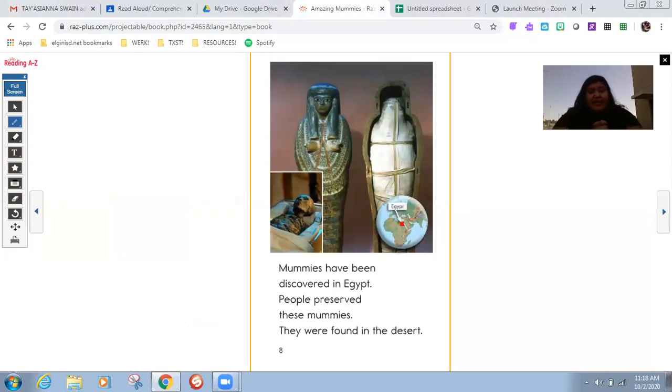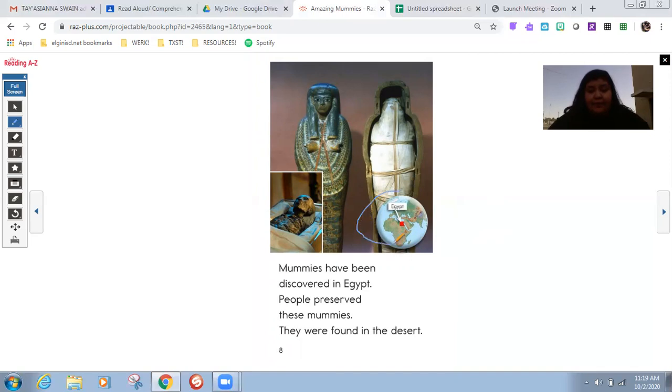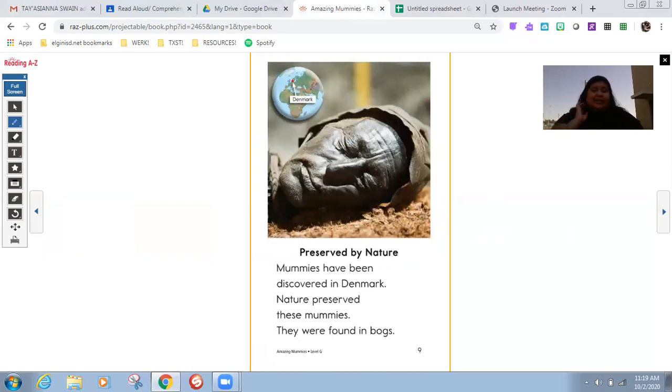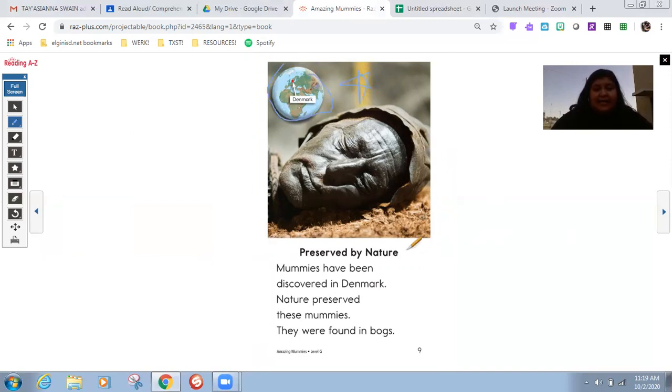Mummies have been discovered in Egypt. People preserved these mummies. They were found in the desert. So if you look here, I see two text features. I see a photograph and then I see a map. And it's pointing to Egypt. Oh, I see three text features here. So we have a map, we have a photograph. Oh, and I see a heading. I see the heading right here.